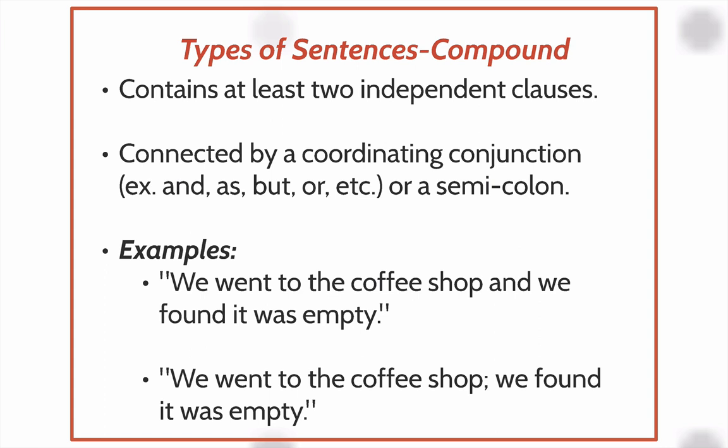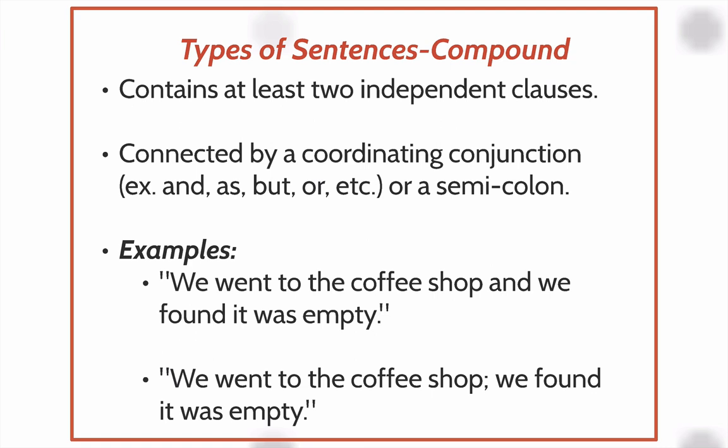We went to the coffee shop and we found it was empty. That's two independent clauses. We went to the coffee shop, we found it was empty, and they are connected by a coordinating conjunction, and, okay? That's a compound sentence. Here we have the same idea, but instead of a coordinating conjunction, we use a semicolon.